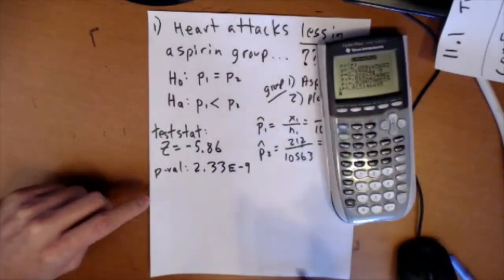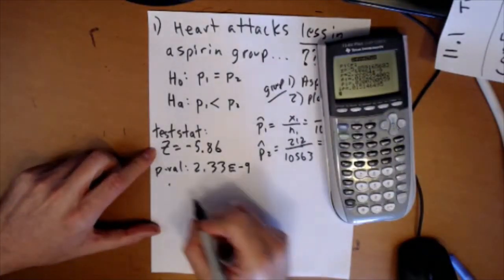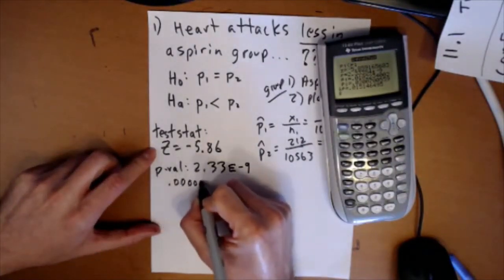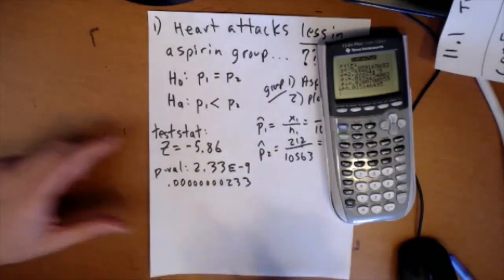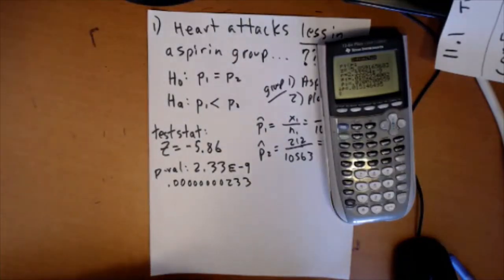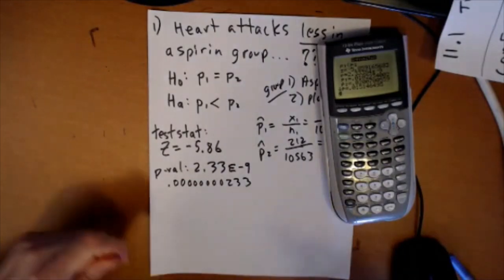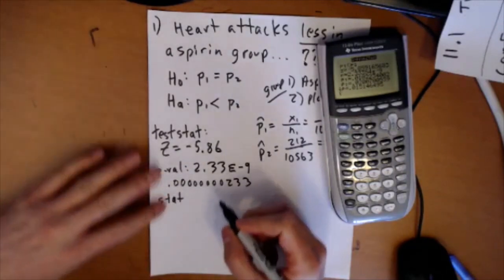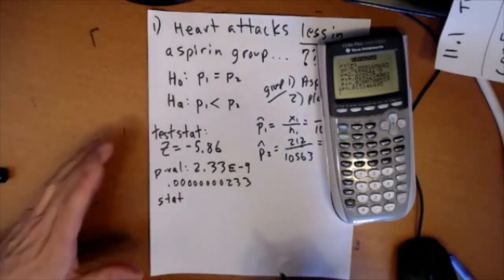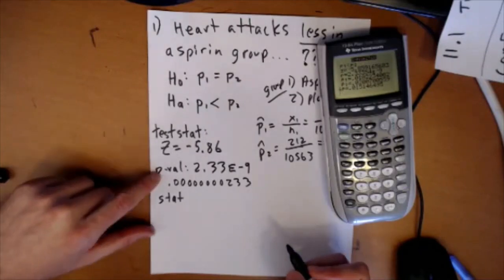Okay, so that means 0.000000002333. Super duper duper tiny number, so the p-val is really close to 0. And then, so our statistical conclusion, we'll interpret everything in a second. Right now we're in robot mode. Okay, we got our p-val.